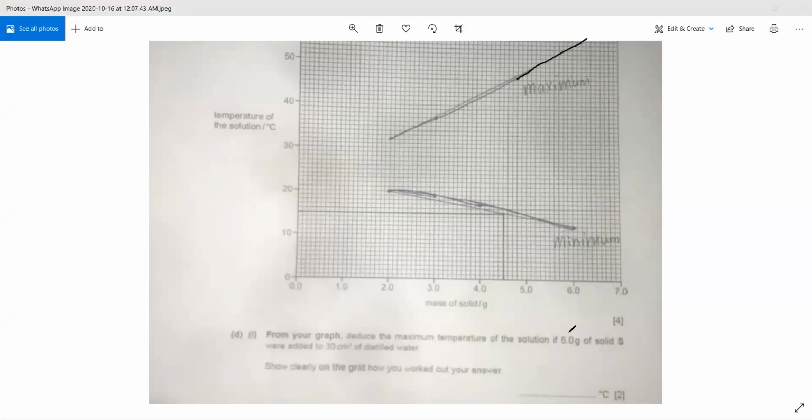So what we will do, we'll continue this graph, extend this graph, and if 6 gram of solid S is added, you will draw a line from 6 gram. This is 6 gram. So you will draw a line from 6 gram and then identify what is the temperature change. Is it clear? When they say show clearly on your grid, you have to draw the lines. 1 mark is for drawing the lines and 1 mark is for the final answer.